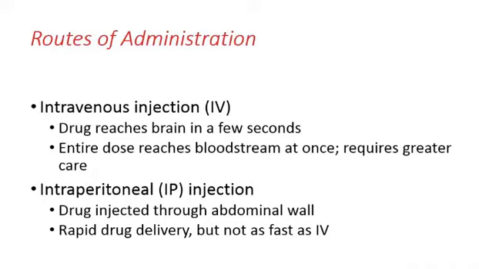Now, the intravenous injection or IV injection lets the drug reach the brain in just a few seconds, and the entire dose hits the brain all at once. And so you have to be very, very careful with intravenous administration of drugs, particularly drugs like morphine for pain relief. An intraperitoneal or IP injection is when we inject the drug directly through the abdominal wall. It causes rapid drug delivery, but it's not quite as fast as the intravenous delivery because it has to be absorbed through the capillaries of the gut.